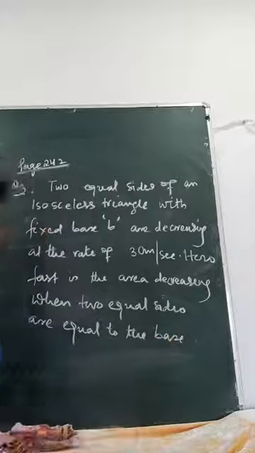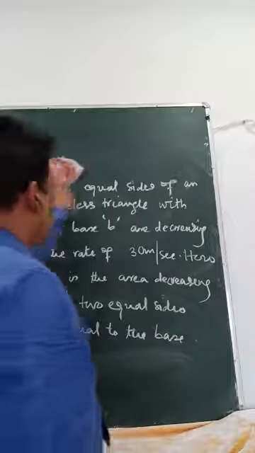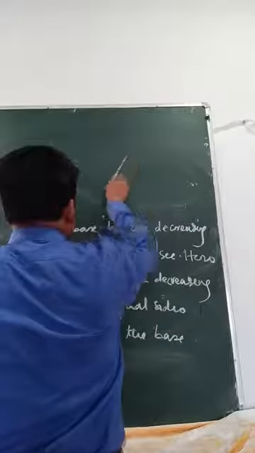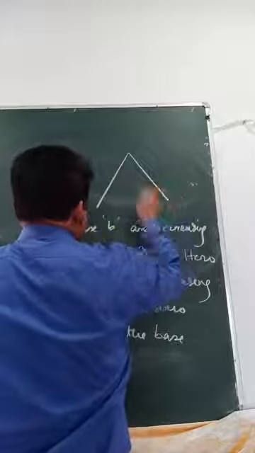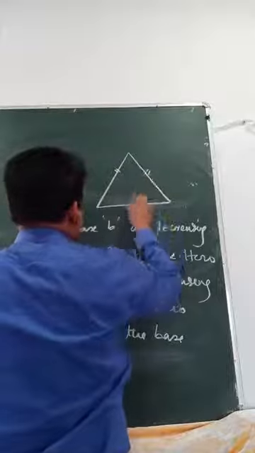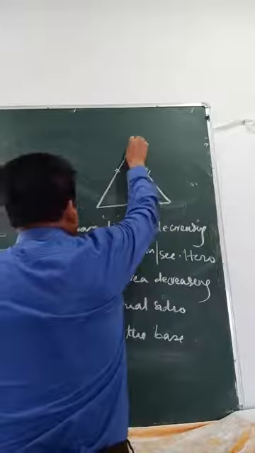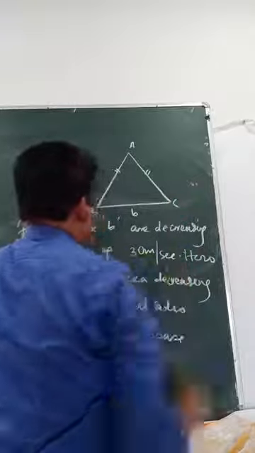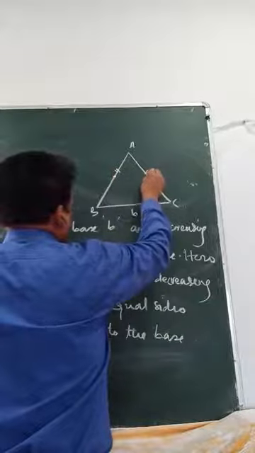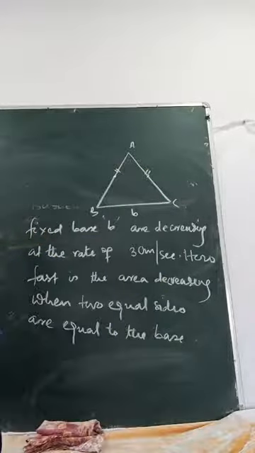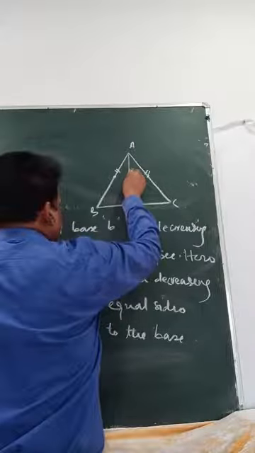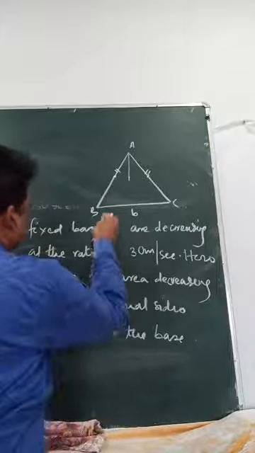Okay, let me explain this one. Two equal sides of an isosceles triangle. Look here. Suppose this is a triangle. These two sides are equal. This is your base. So what do we mean by the sides decreasing? Suppose this point came to this point. What I mean to say is the vertex will definitely be moving down. So you will get a new triangle.